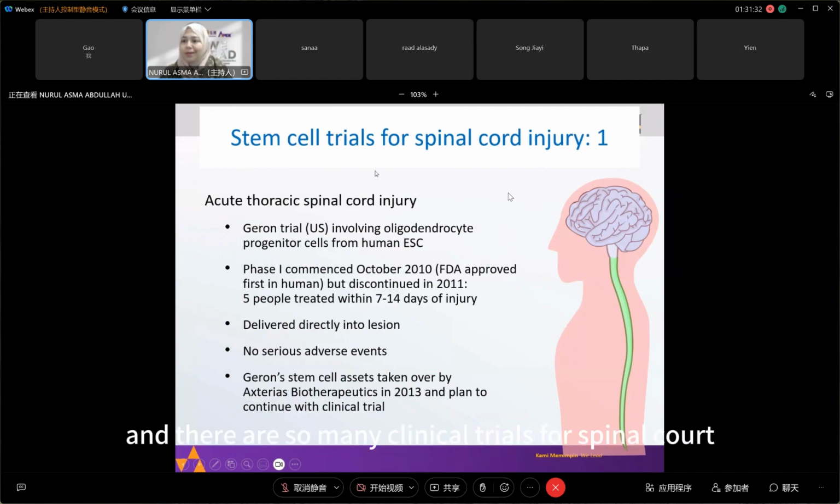And there are so many clinical trials for spinal cord, especially in the US. So the Geron trial involved oligodendrocyte progenitor cells from human embryonic stem cells. The advantage in the US basically is because they have this regulation, that's number one, and number two, they have the donor program. So it is easy for them to collect the embryonic stem cells. So you can see that the Geron stem cell asset was taken over and they plan to continue with clinical trials, FDA approved first in human.